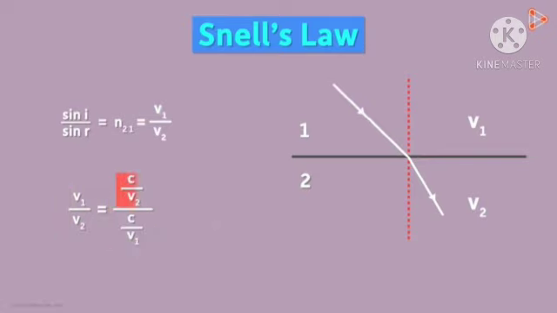And can you guess what the numerator and the denominator are equal to? That's right. This is nothing but the absolute refractive index of medium 2, and this is the absolute refractive index of medium 1. That was another way of understanding Snell's law. We can also say that sine i over sine r is n2 over n1, where n2 and n1 are the absolute refractive indices of media 2 and 1 respectively.